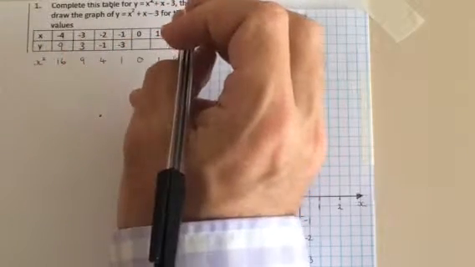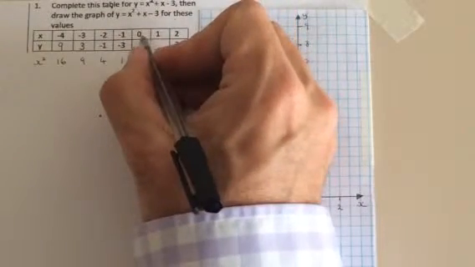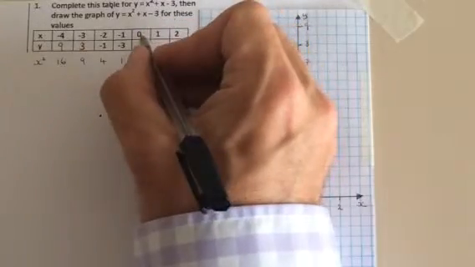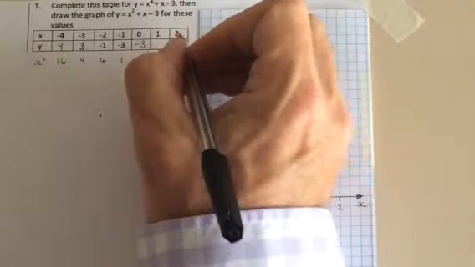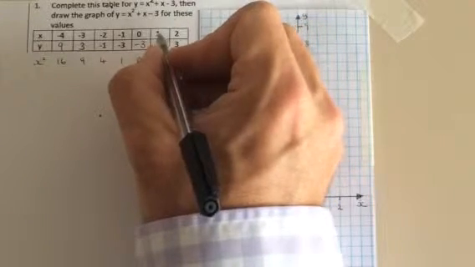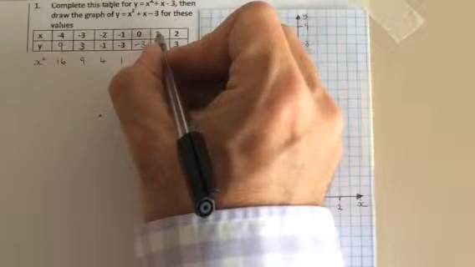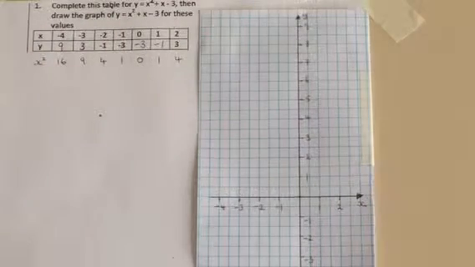The next two have been done for me. So let's go on to 0. 0 squared is 0, add x, which is 0, take away 3 gives me minus 3. And for x equals 1, I get x squared, which is 1, add x, another 1, 2, take away 3 gives me minus 1.